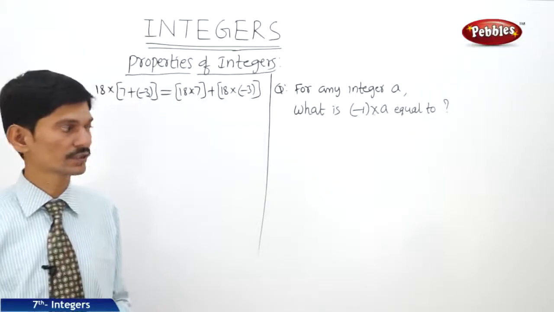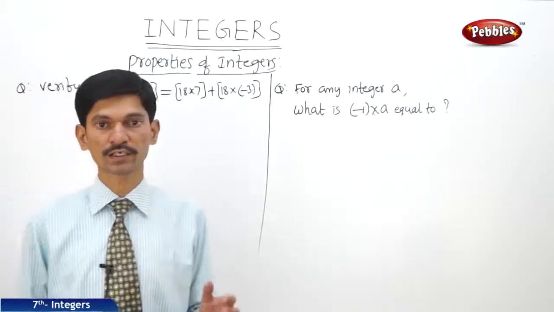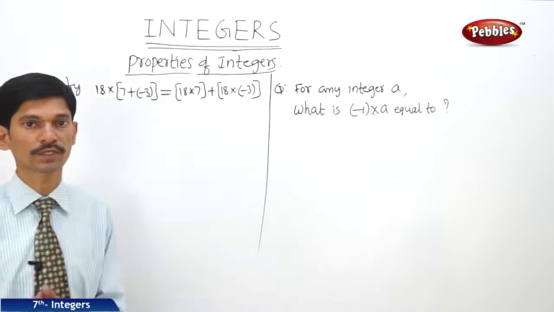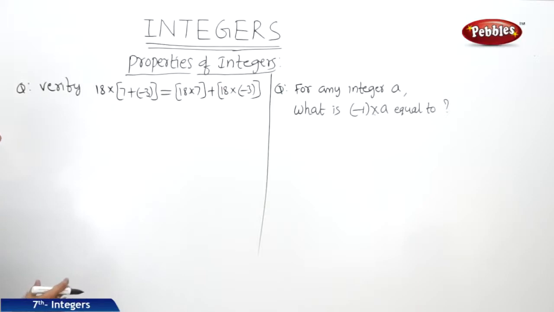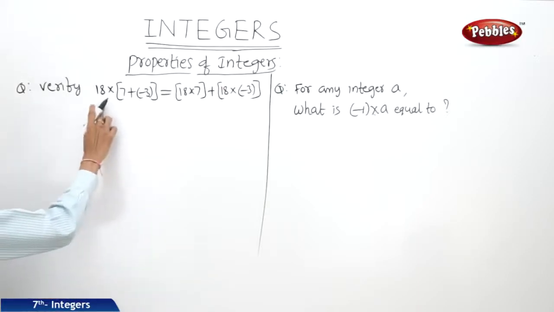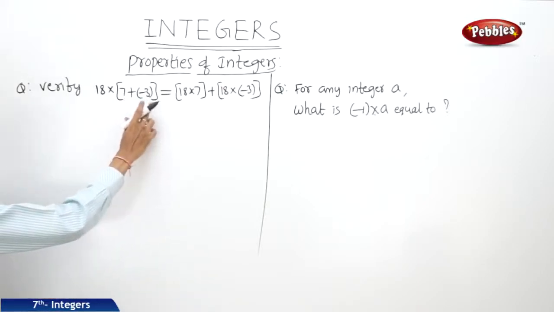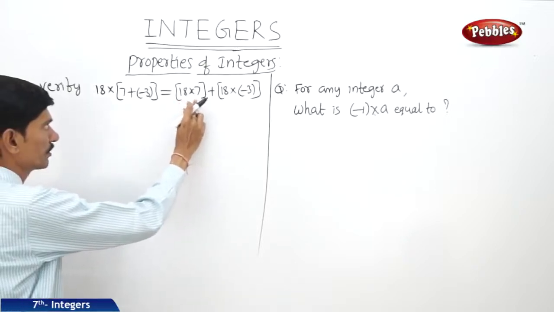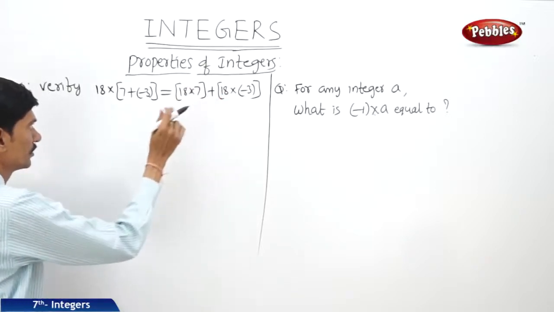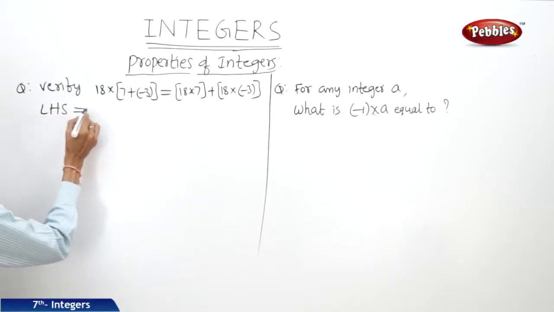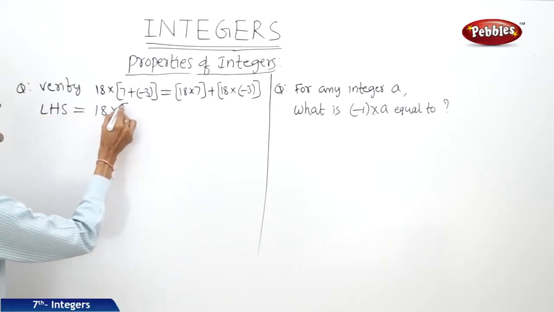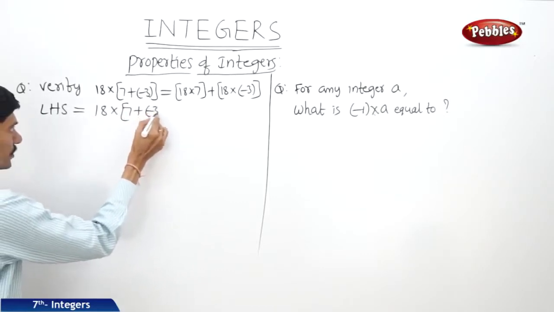So far we have discussed the properties of integers under addition and also under multiplication. Now let us do some problems based on the properties of integers. Verify 18 into (7 plus of minus 3) equals 18 into 7 plus 18 into minus 3. So first we will find the value of LHS. LHS equals 18 into (7 plus of minus 3).